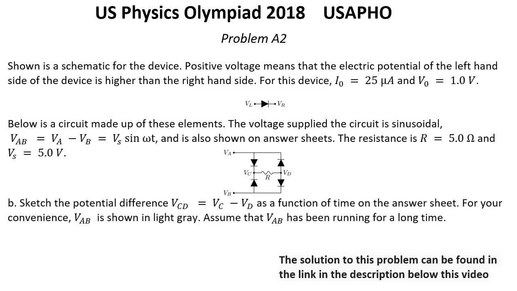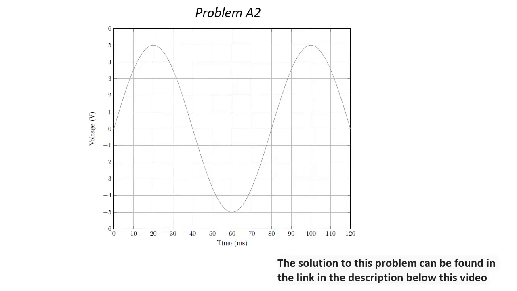Question B. Sketch the potential difference VCD equals VC minus VD as a function of time on the answer sheet. For your convenience, VAB is shown in light gray. Assume that VAB has been running for a long time. So that's the answer sheet.